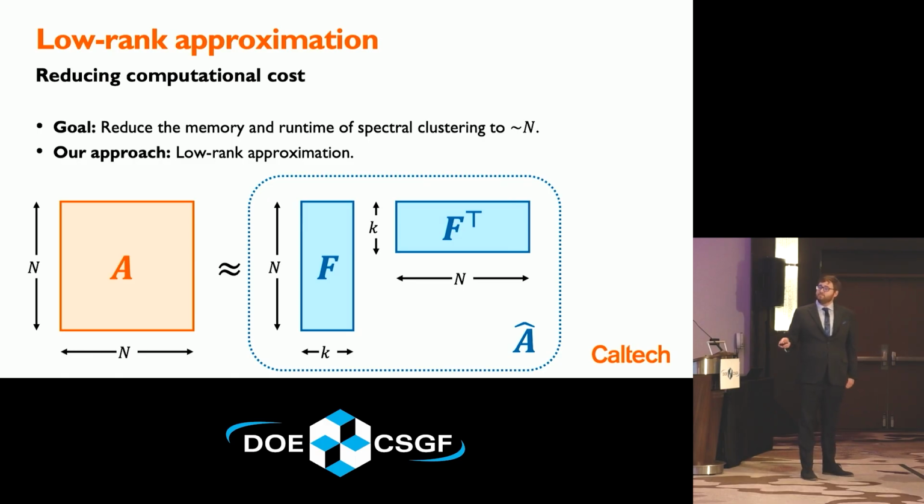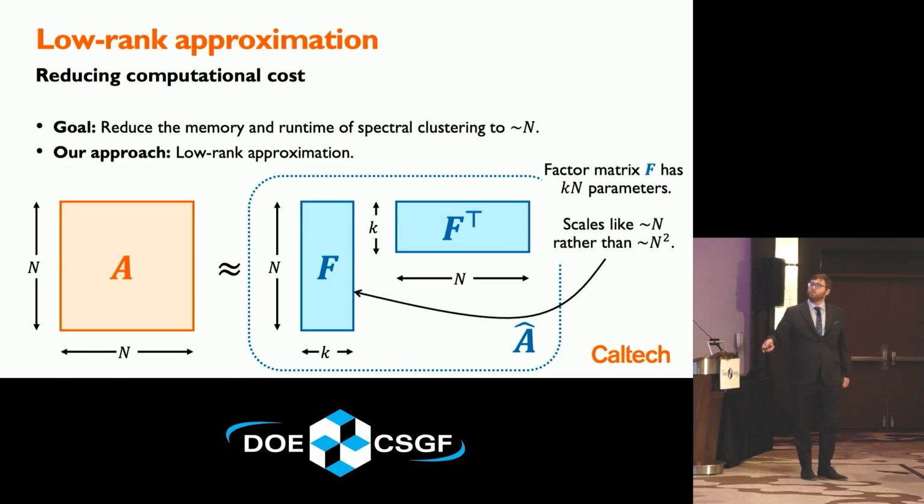And in so doing, we're going to reduce the storage. Instead of storing this big n by n matrix, we're now going to store this n by k, like n by 100 or n by 1,000 matrix. And so now the number of parameters in F scales linearly in the size of the data set. So this is great.